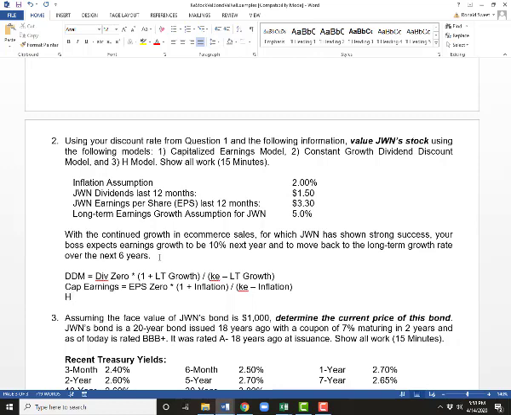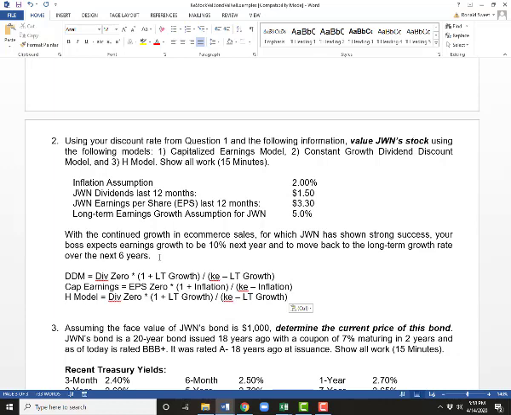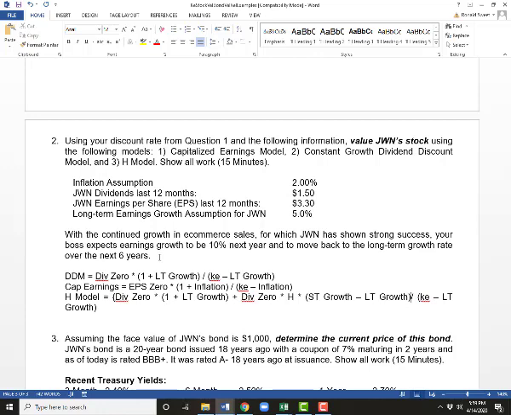In fact, with the H model, all we have to do is take the dividend discount model. It's the exact same formula, except we're going to add that unusual, high growth period in the middle of that. So we just add in plus dividend 0 times H times short-term growth minus long-term growth. The rest of the formula is exactly the same.